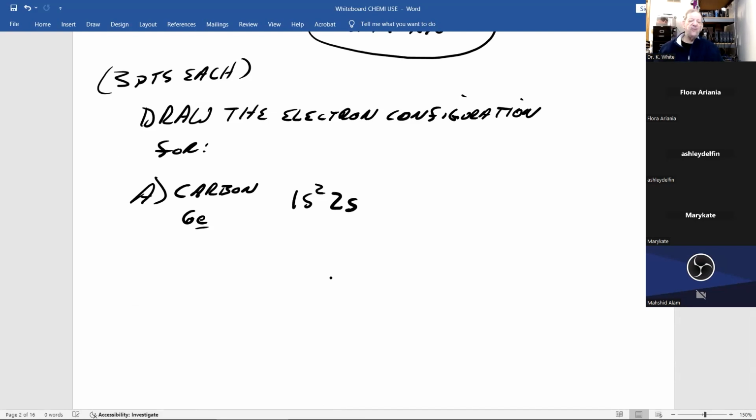Remember, a subshell is always a number and a letter. Any s subshell, how many electrons can I put in max? 2. Well, 2 plus 2 is 4. Uh-oh, I've got 2 more to go because I have to have 6. So what's the next thing I do?